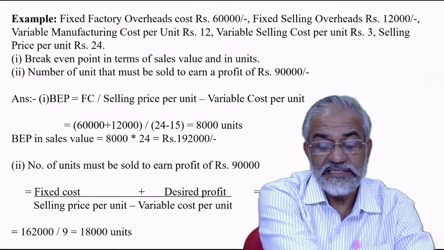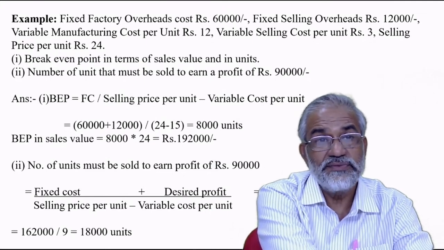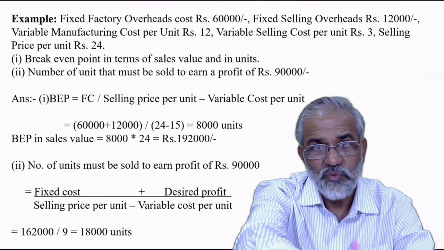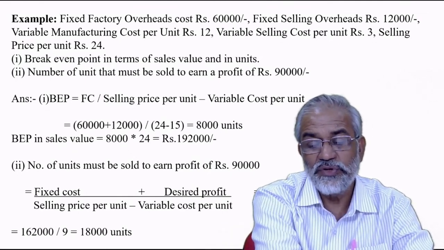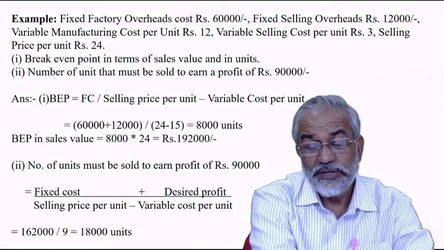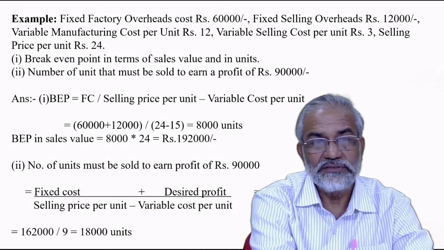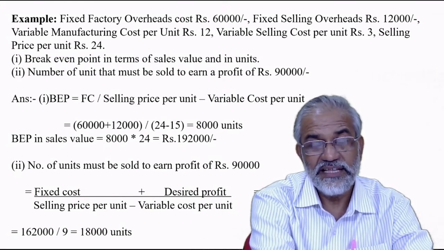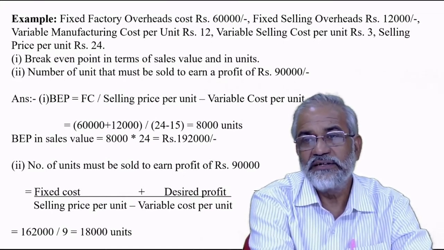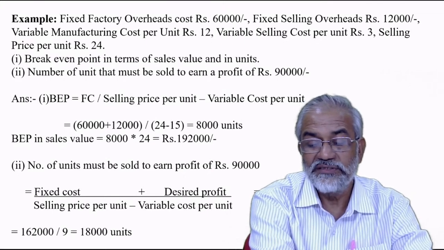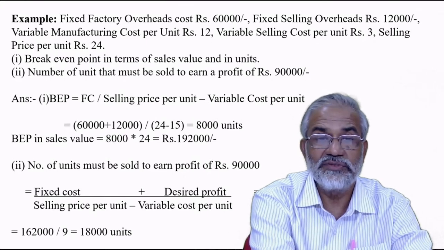If you want to cross check this, the variable cost for 8,000 units would be, the variable cost per unit is 15. There are two variable costs, one is 12, another is 3. So the total variable cost per unit is 15. And when the units produced are 8,000, so 8,000 into 15, the variable cost would be 1,20,000. And the total fixed cost is, factory overhead 60,000, selling overhead 12,000, total is 72,000. So the total cost, variable cost plus fixed cost, comes to 1,92,000.